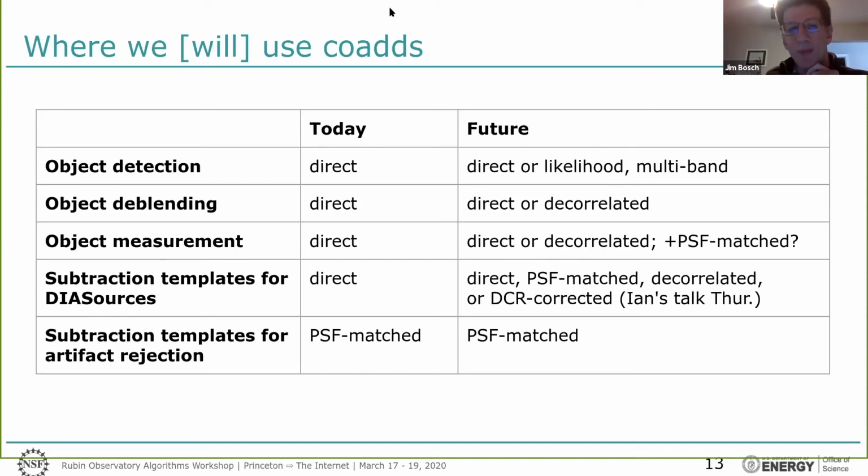And I think there's a number of different options for difference imaging. You could imagine going to PSF-matched coadds so you can get rid of artifacts better, and so you can avoid discontinuities in the PSF. You can imagine going to decorrelated coadds so you can get higher signal to noise in your template, and it also gives you ways to avoid discontinuities. There's also an idea for more model-based PSFs, model-based coadds that Ian Sullivan will talk about on Thursday that will include DCR correction when we make the coadds. I think for artifact rejection, we're probably going to just continue to use PSF-matched coadds as that's working pretty well.